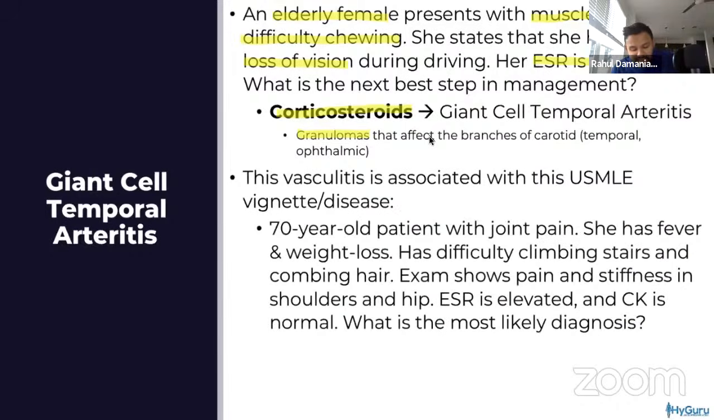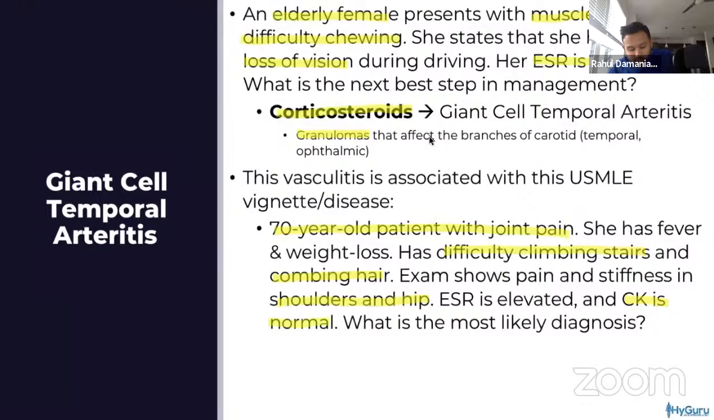Let's go through it. A 70-year-old patient with joint pain. She has fever and weight loss, again, non-specific symptoms. Exam shows difficulty climbing stairs and combing hair. There is pain and stiffness in the shoulders and the hip, i.e. the central structures. ESR is elevated and CK is normal.